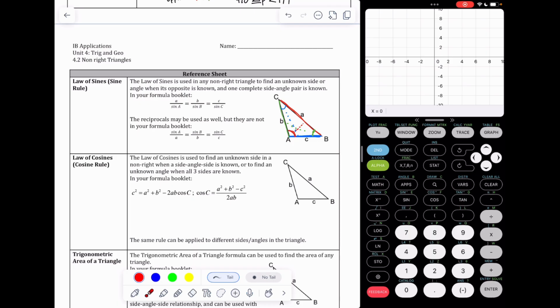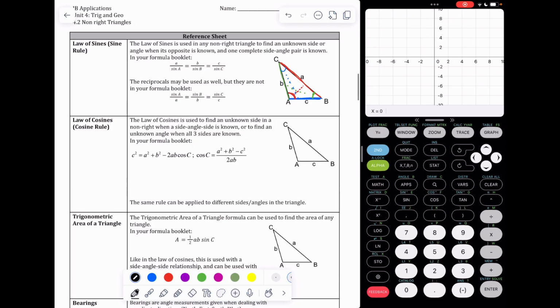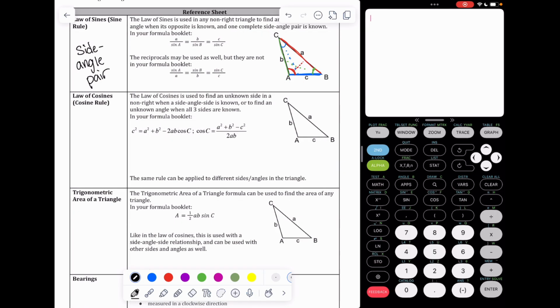And we will see plenty of examples on the back. But let's write ourselves a little note on the side. What we need to use law of sines is a side angle pair. If we have that, we're good to use sine rule.